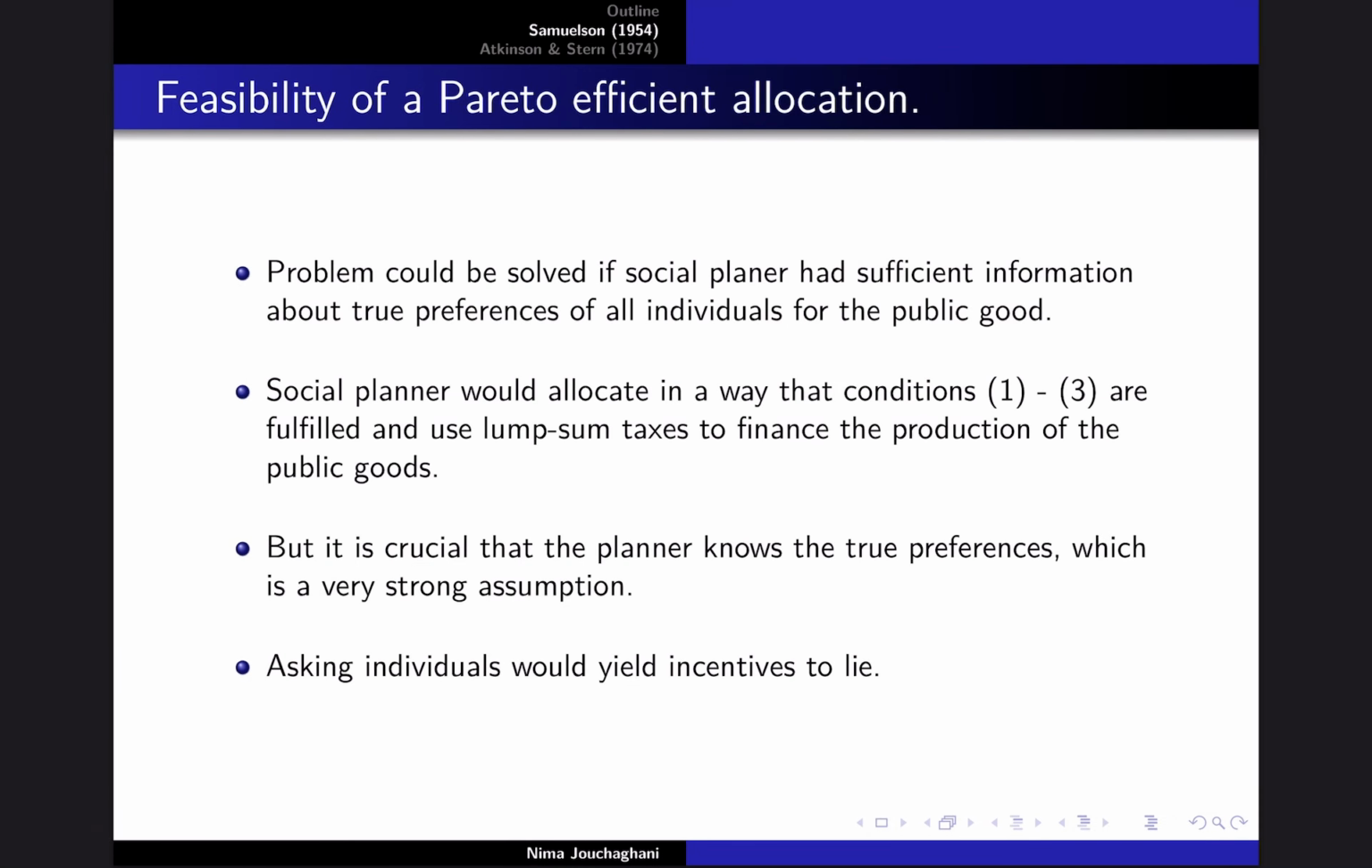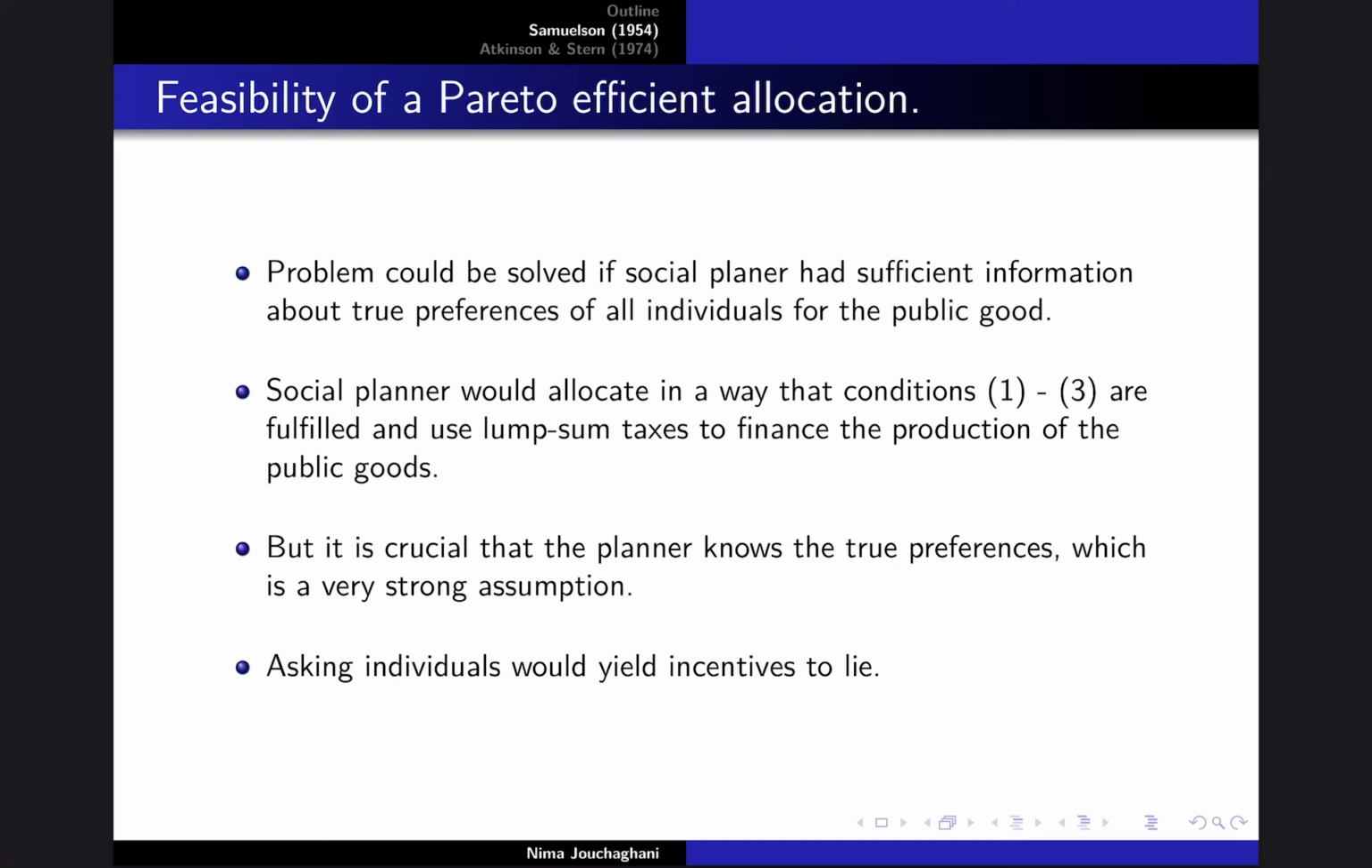Now, how can we solve this? If there were a social planner who has sufficient information about the true preferences of all individuals for the public good, then this problem could be solved, because the social planner would allocate in such a way that conditions 1 to 3 are fulfilled. He would give orders on how much each consumer is consuming of the private outputs, how much they are contributing with respect to the inputs, and how much of the public goods are produced.